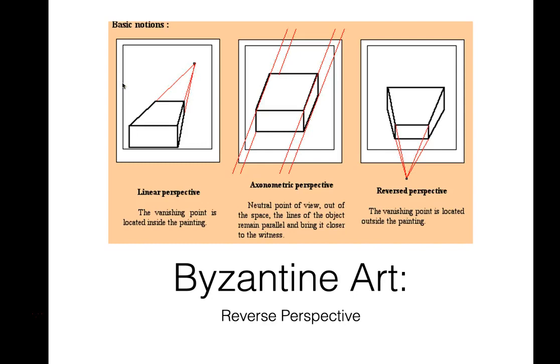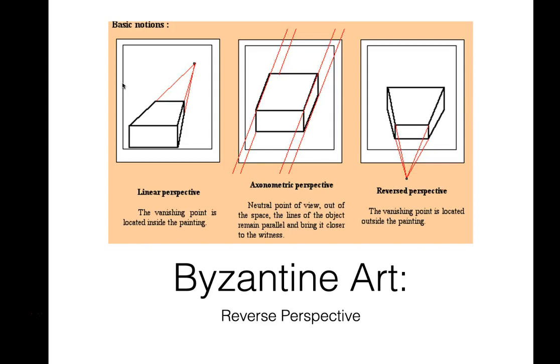One thing that you'll notice in Byzantine art is something called reverse perspective. So, without getting too mathematical, which would be dangerous because it's been a long time since I've had math class, let's look at some of the ways that you see perspective. On the left, you see linear perspective, and that's where the vanishing point is located inside the painting. When we get to the later medieval and Italian Renaissance paintings at the end of our course, you'll see that Western art starts to really use linear perspective.